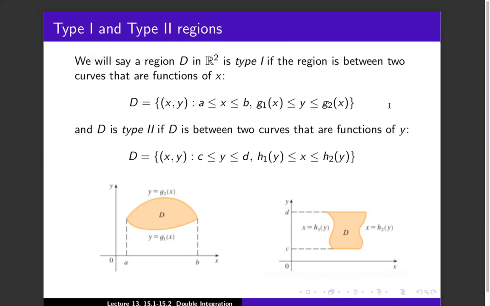That's a type 1 region because g1 and g2 are functions that define the top and bottom curve, and those are functions of x. A type 2 region will be the same thing, but rotated 90 degrees. This is a region that's between two curves that are functions of y, like this kind of wobbly looking thing on the right. For our purposes, that's going to be a type 2 region. So that's what we're going to do this classification with.